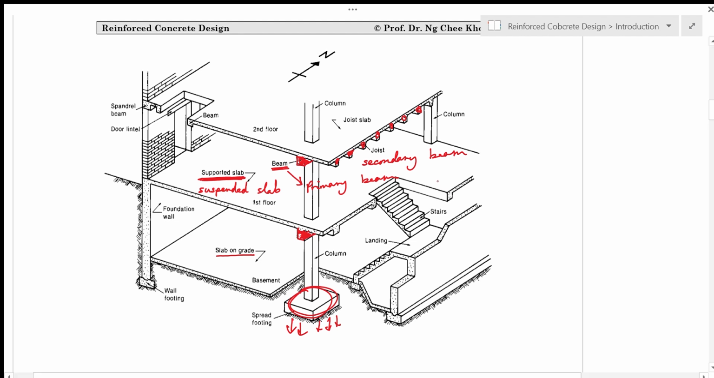On top of that, we still have staircases in the building. This is the staircase part in this building here. Staircases are also supported by walls or by beams. A staircase is a structural element that is similar to slabs, supported slabs.